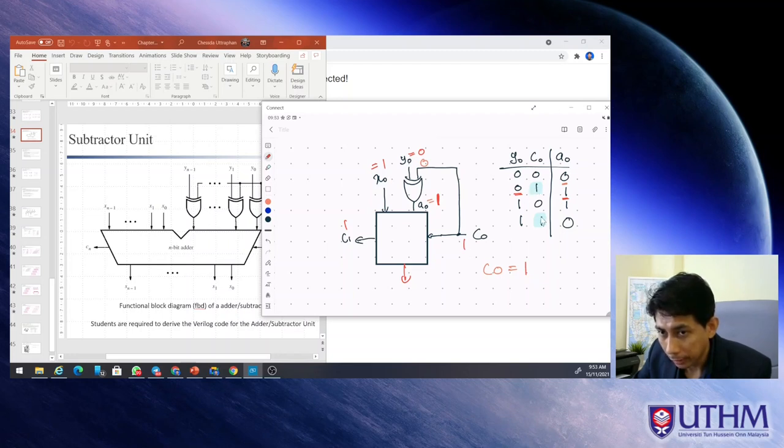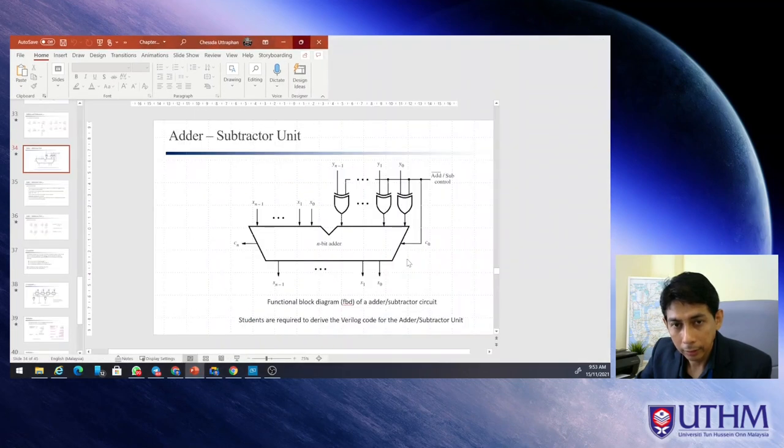If C0 equals 1, let's look at the second one. If C0 equals 1 and Y0 now equals 1, A0 should be equal to 0. And again, this is the complement. 1, you have 0, and this is still 1, and this is still the complement number. So if C0 equals 1, you actually perform the subtract operation. Same as this one.